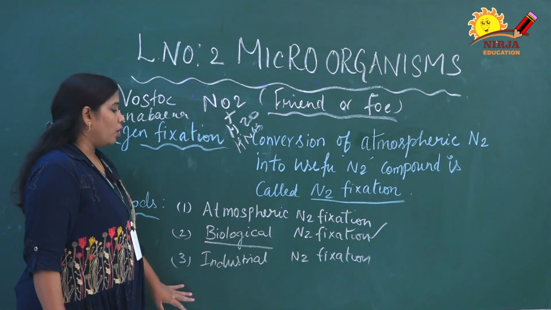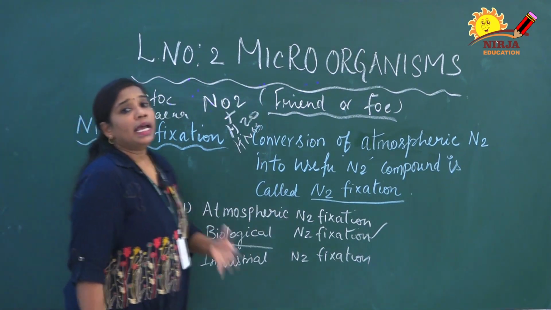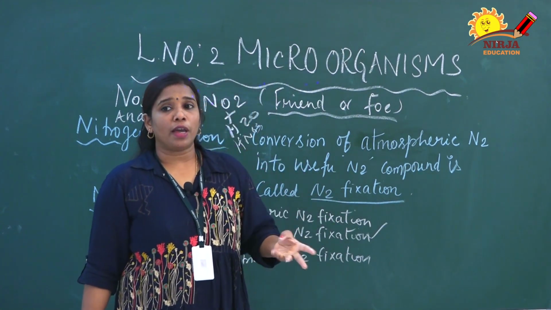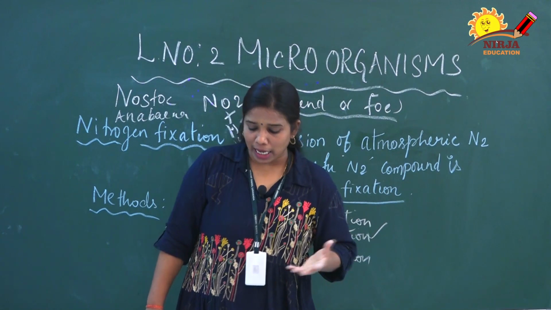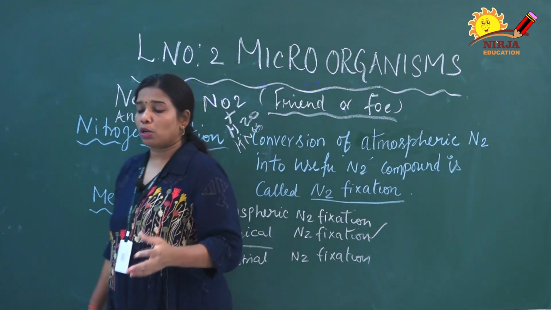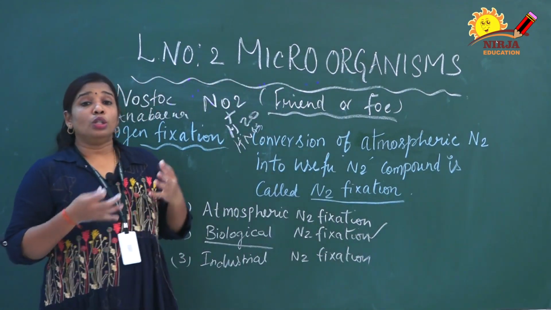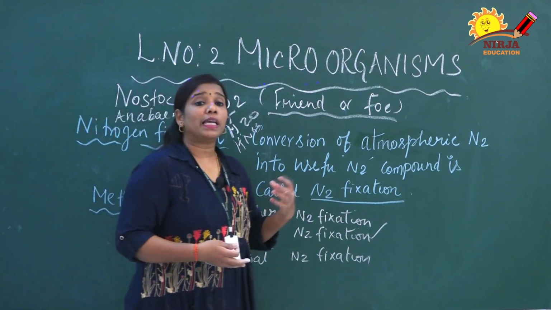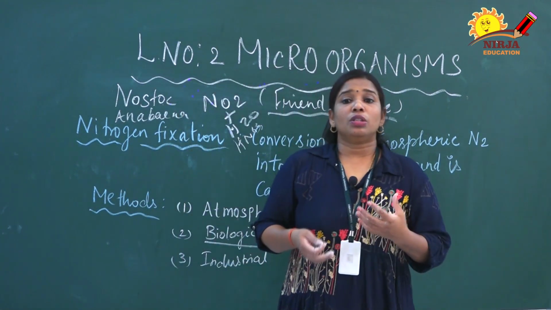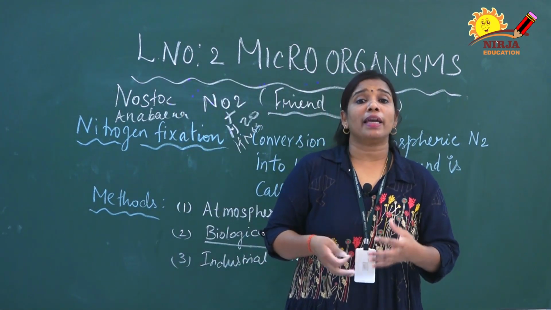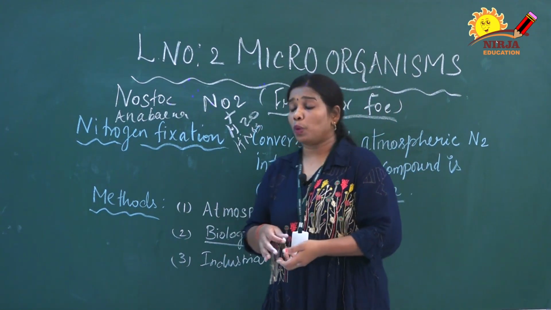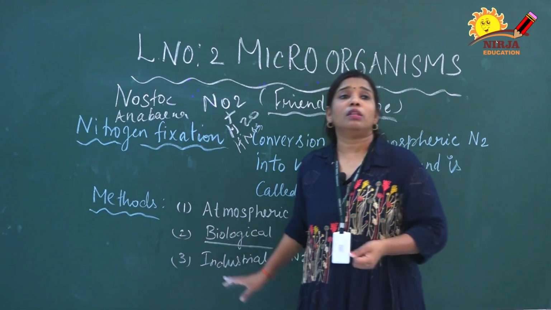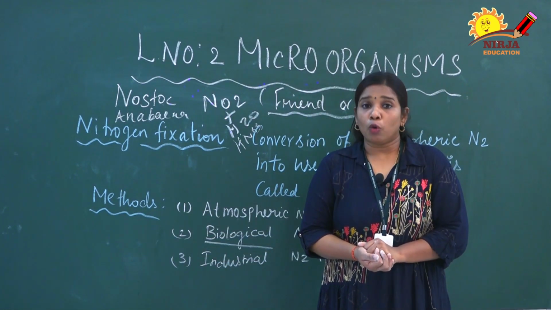The third method is called industrial nitrogen fixation. Industries manufacture urea and ammonium sulfate as chemical fertilizers. In the first chapter also we discussed chemical fertilizers. Urea and ammonium sulfate are chemical fertilizers prepared in factories and industries using atmospheric nitrogen. This way nitrogen can be fixed by industrial processes also. These are the three methods of nitrogen fixation. I hope you have understood.